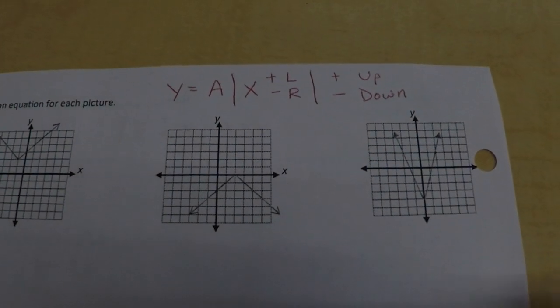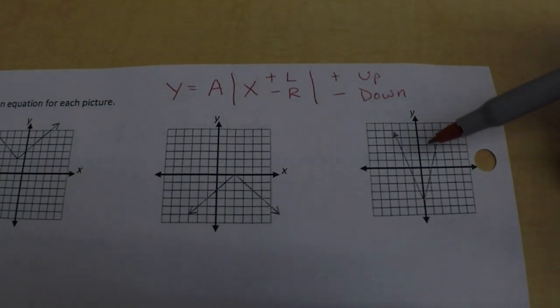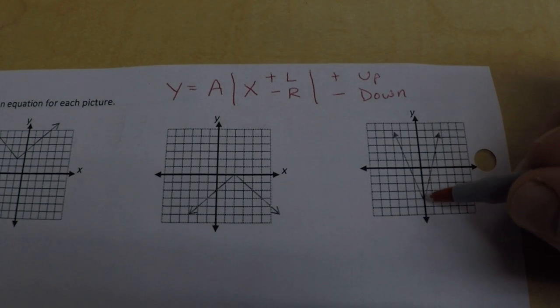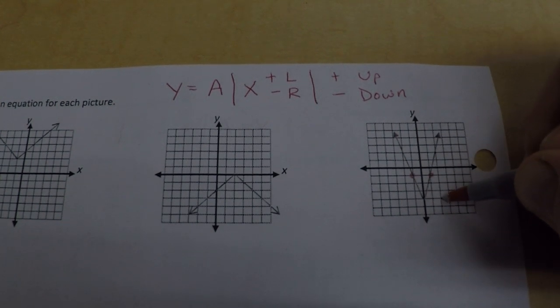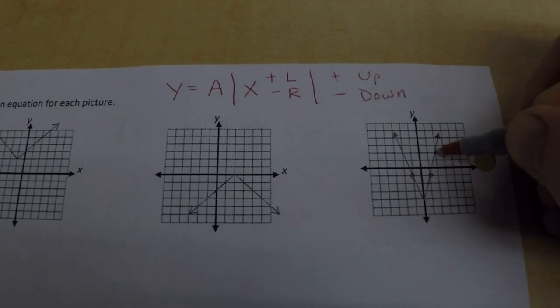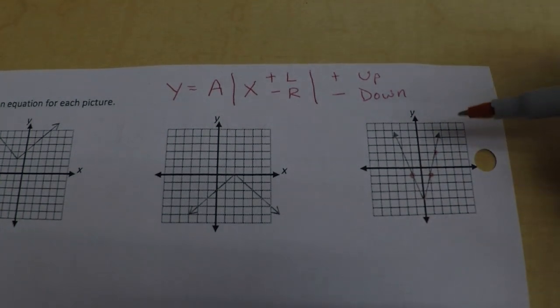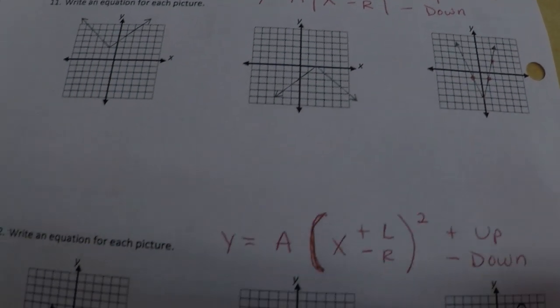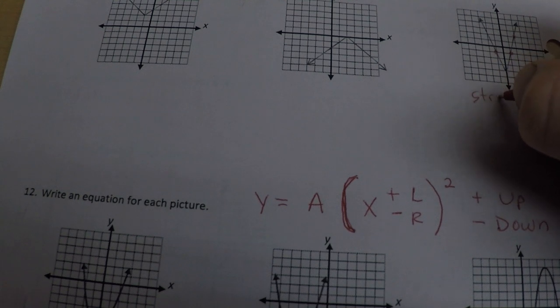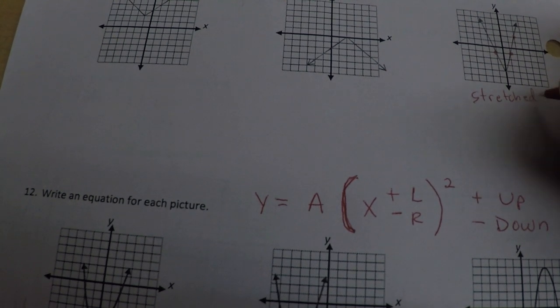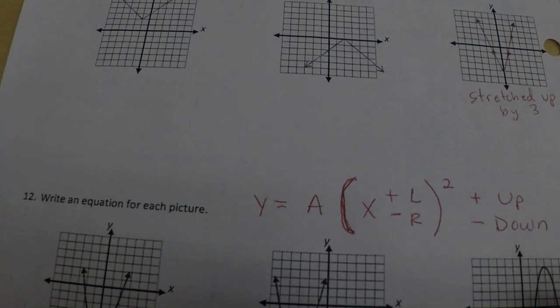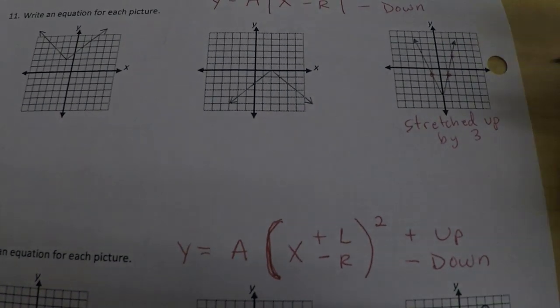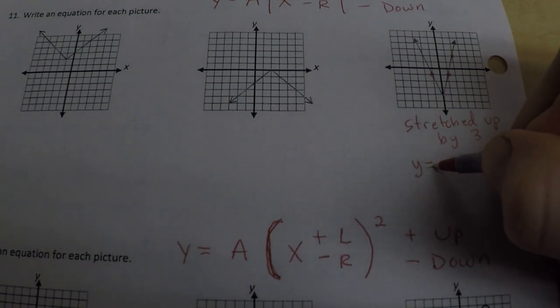So starting up here, when we look at this, we can see it's the V shape, so we know it's absolute value, but it's growing differently. It's going out 1, up 3, and then out 2, up 6, okay? So that means it's been stretched vertically. So this has been stretched up by 3, okay?